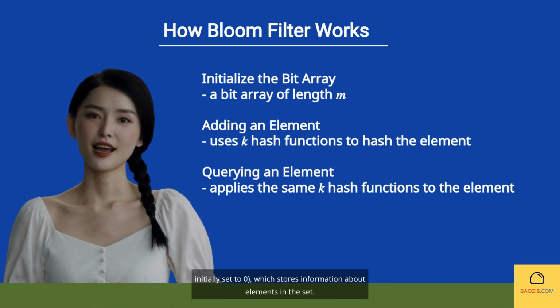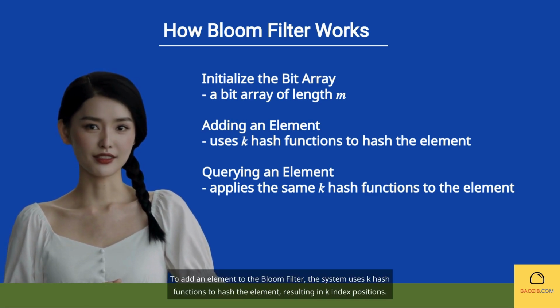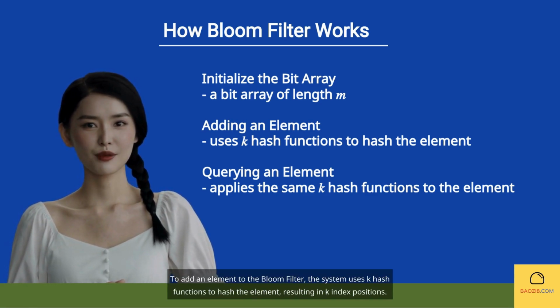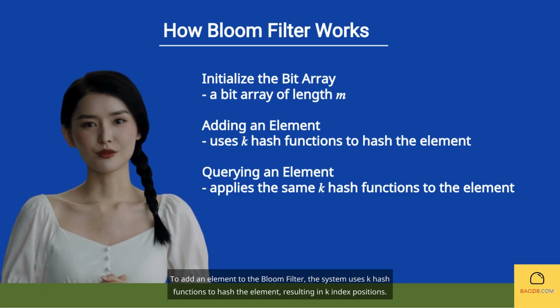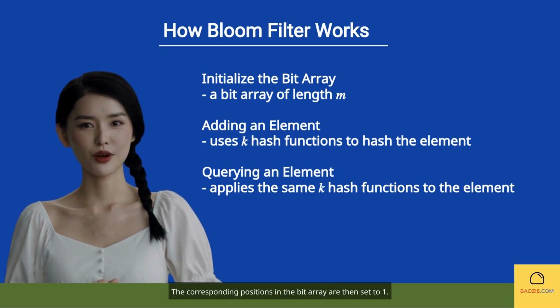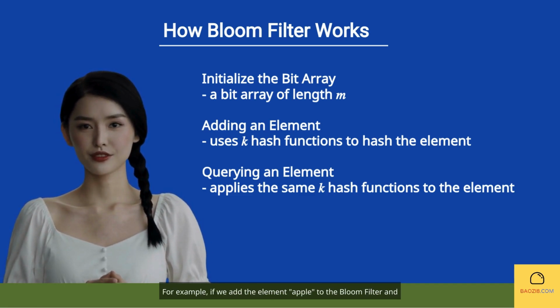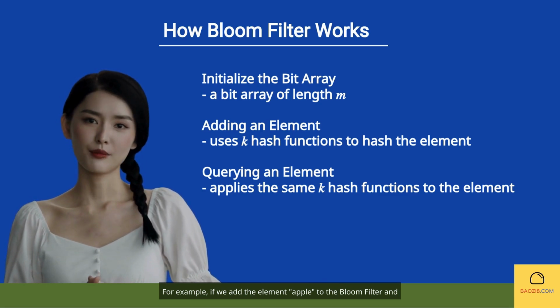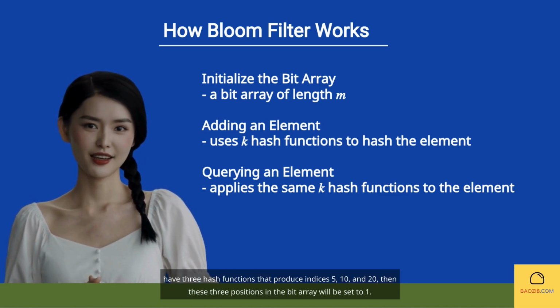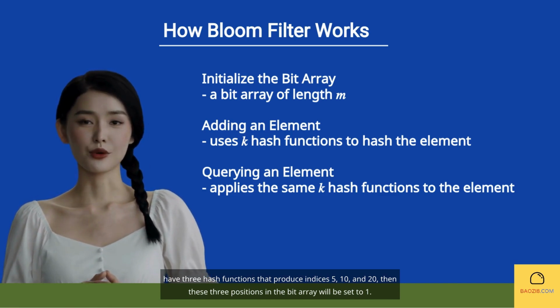2. Adding an element. To add an element to the Bloom filter, the system uses k hash functions to hash the element, resulting in k index positions. The corresponding positions in the bit array are then set to 1. For example, if we add the element apple to the Bloom filter and have 3 hash functions that produce indices 5, 10, and 20, then these 3 positions in the bit array will be set to 1.